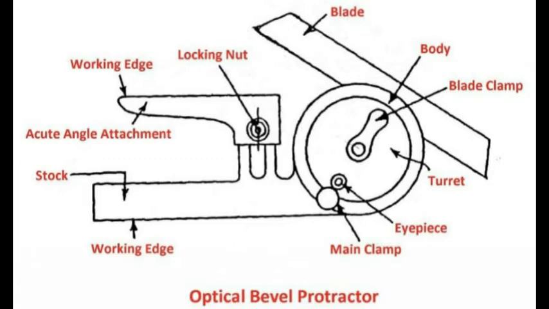Second thing is a clamp is provided to lock the reading. So there is a clamp which prevents it from rotating. So you look through the eyepiece and then make the reading. You will have a vernier reading also here. So these are the various protractors in metrology. I hope everyone understands this concept.